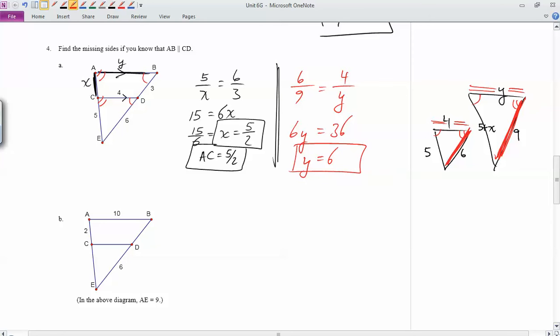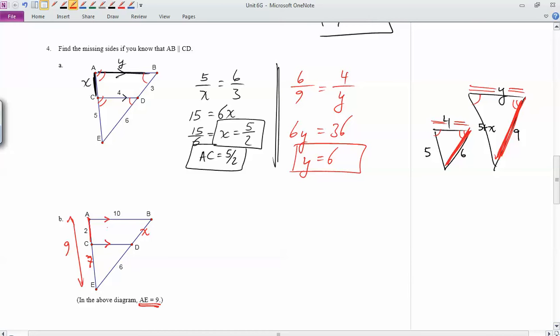Okay. And then in the bottom one, we still know AB and CD are parallel in the problem. And in this one, AE is 9. So this whole thing here is 9, which means this part, since this part's 2, this has to be 7. And so we're solving for CD and BD. So let's do BD first. So I'll call BD X.